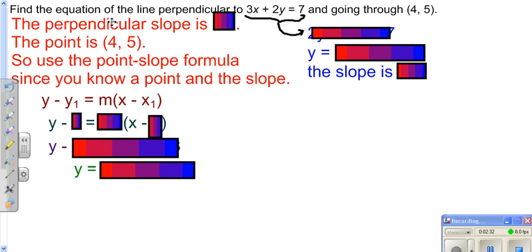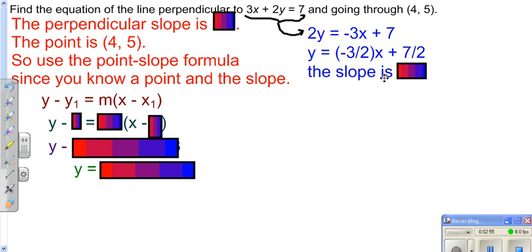Here we need to go ahead and find the equation of a line perpendicular to this line, but going through this point. Well, if it's perpendicular, we know our slope is the opposite reciprocal. So you first of all got to figure out the slope of this line. To do that, you want to get y by itself. So it's in the form of y equals mx plus b. So subtract your 3x. Get rid of your 2 by dividing everything by 2.